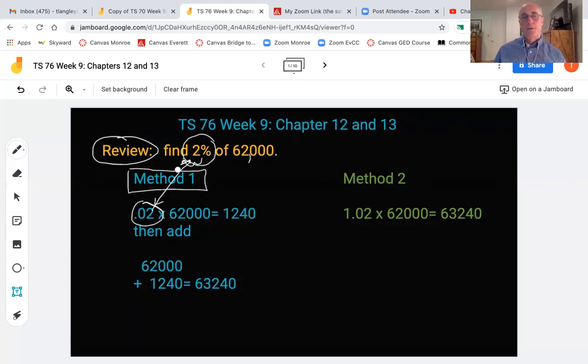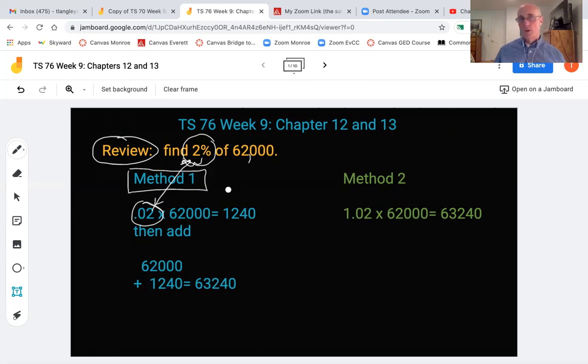But if they ask you if you had a 2% increase of this amount, or the price went up 2%, which things are going up a lot, if you notice lately, a lot of percentage. So if they say the price went up 2%, you would figure out what 2% of the original price is, and then you would add that to this 1,240, you'd add that to the original price to find out the new price.